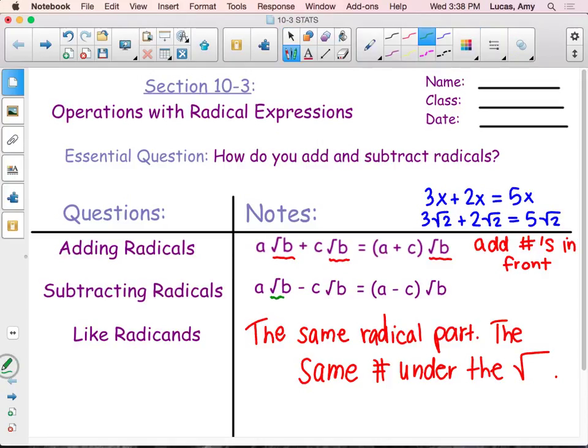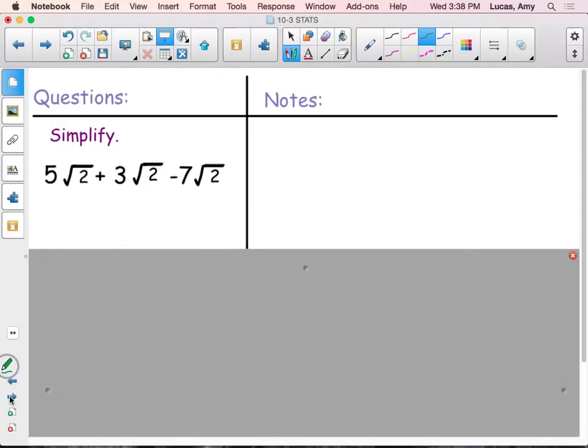Very similar. Subtracting, same thing. As long as the square root part is the same, the radical part is the same, you can subtract the numbers in front and keep that radical the same. So add numbers in front or subtract the numbers in front. And it doesn't change what's under the square root. So as long as they are like radicals, you can add or subtract them. Now, this first slide is going to be pretty easy compared to the rest.